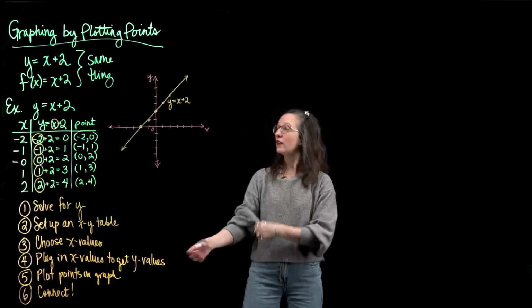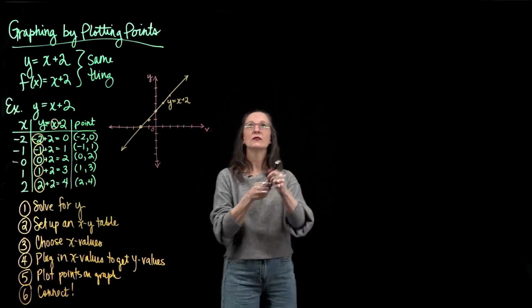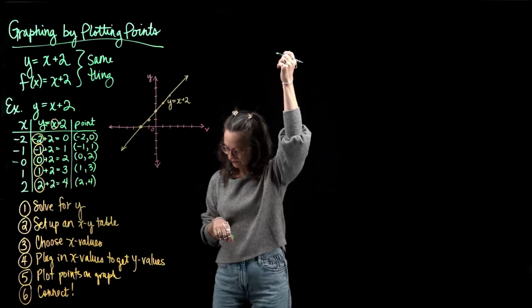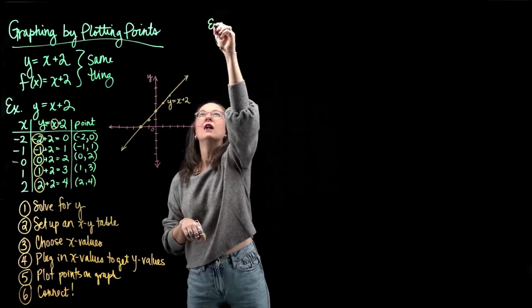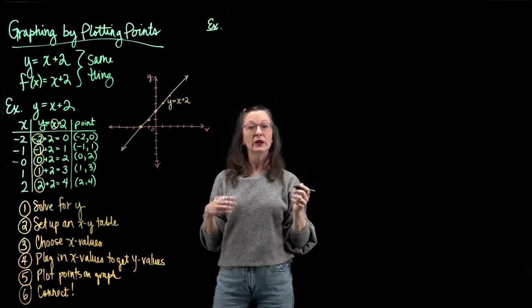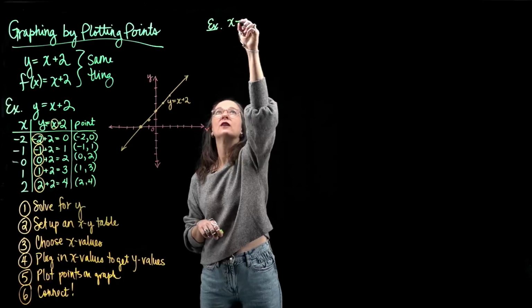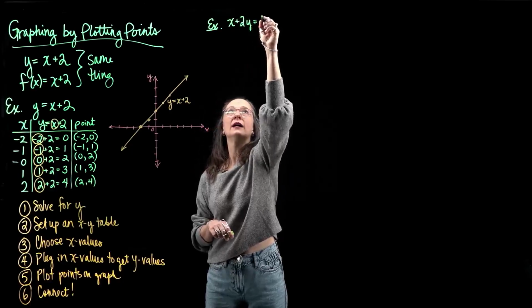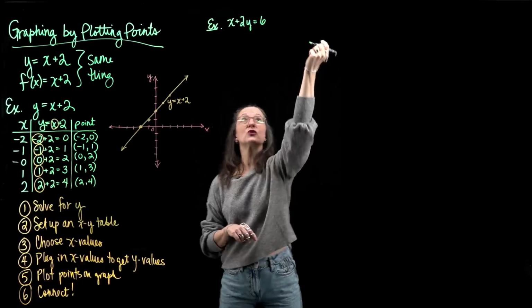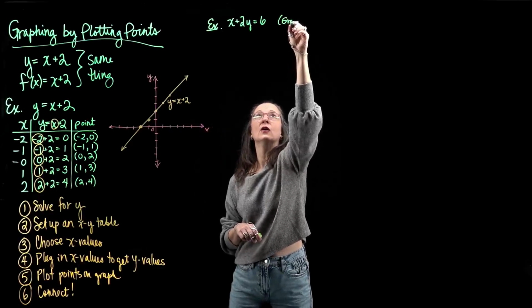All right, let's try another example. Start one right up here. All right, this one, our y value is not going to be all the way by itself yet. So x plus 2y is equal to 6, and my instructions would say graph it.